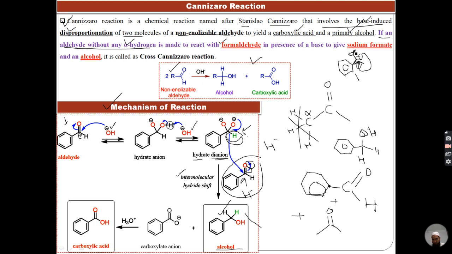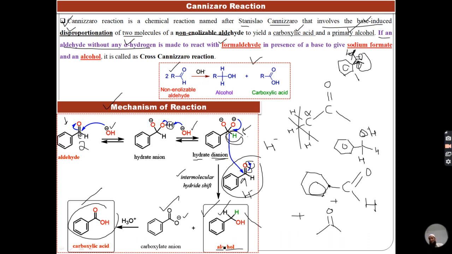Oxygen bearing negative charge, it will receive a proton from water, so it becomes carboxylic acid. So this is what it becomes. It receives proton from the water, so it becomes your carboxylic acid. The result ये हुआ that when the two molecules of aldehyde were there, one got converted to the carboxylic acid and second got converted to the alcohol. So this is your disproportionation reaction.